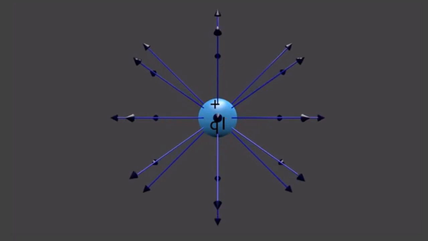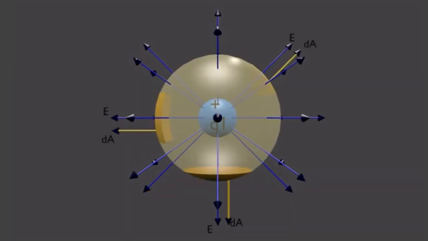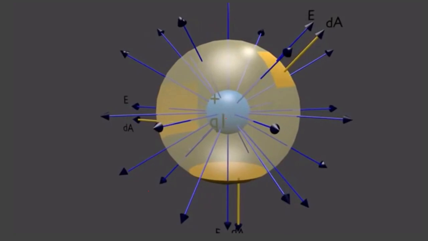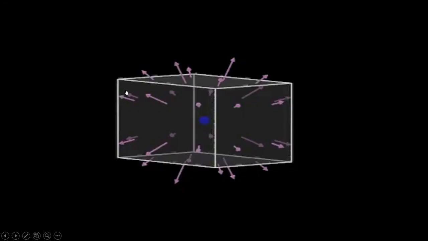We can see from a plus charge, the electric field lines are coming out. So from a plus charge, the field lines will come out. From the negative charge, all the field lines will come towards the charge.